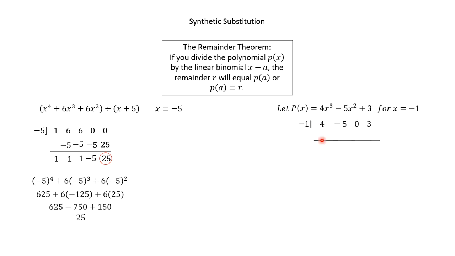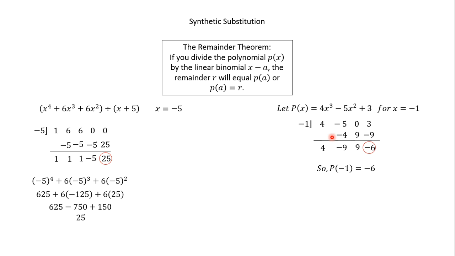Synthetic, or pull it down, 4, then multiply to get -4, add to get -9, multiply to get 9, add 0 plus 9 is 9, multiply to get -9, and then add to get -6. -6 is the answer. If we plug -1 into this, we're going to get -6. So the answer, p of -1 equals -6.